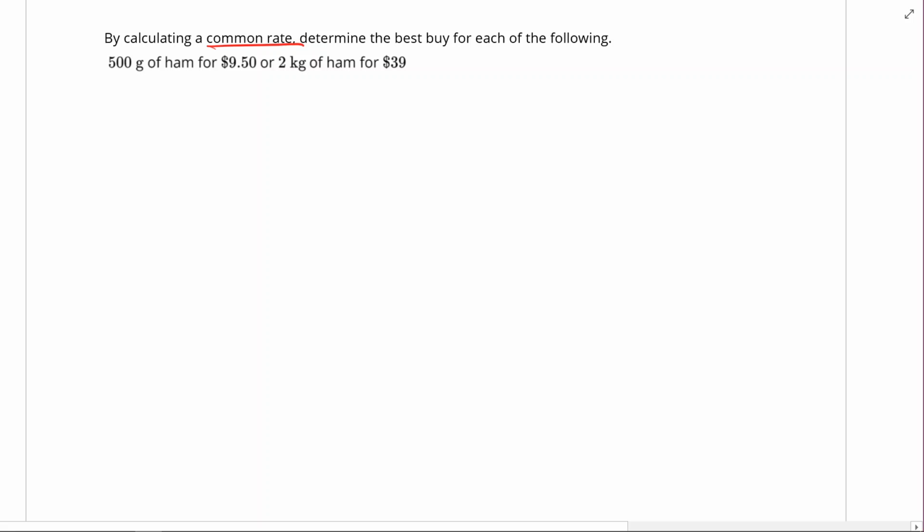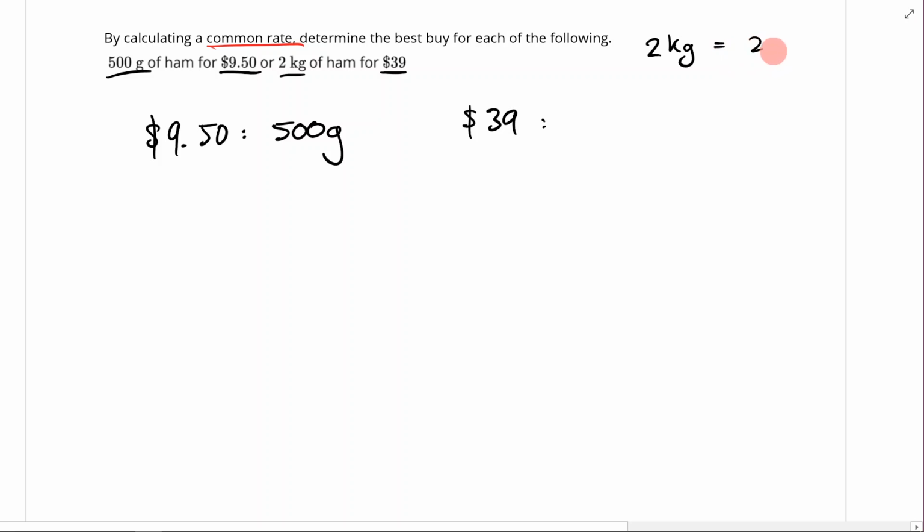All right, let's now go through it with you. We've got $9.50 for 500 grams, right? And then we've got $39 for 2 kilos. Now, another way of writing 2 kilos, 2 kg, is 2,000 grams. And sometimes it's just nicer to have it written like that. There are multiple different ways to do this.